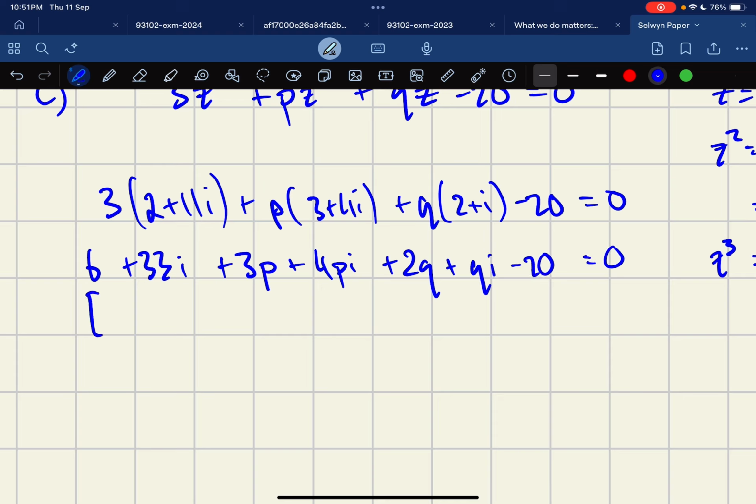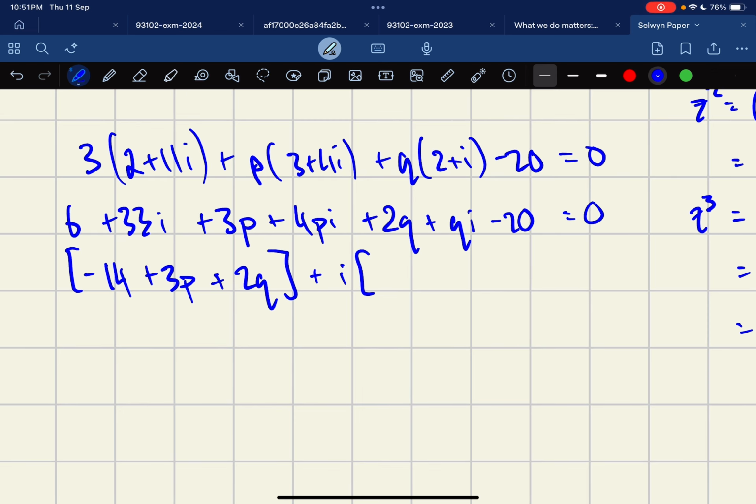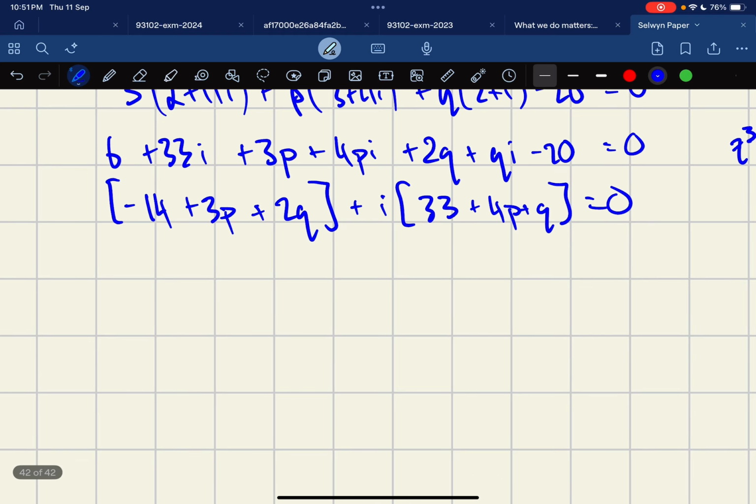Grouping all the real parts is going to be negative 14 plus 3p plus 2q. And the imaginary parts is going to be 33 plus 4p plus q equals 0. And each of the real parts and the imaginary parts need to equal 0. So we're going to set them equal to 0. So negative 14 plus 3p plus 2q equals 0. And then 33 plus 4p plus q equals 0.